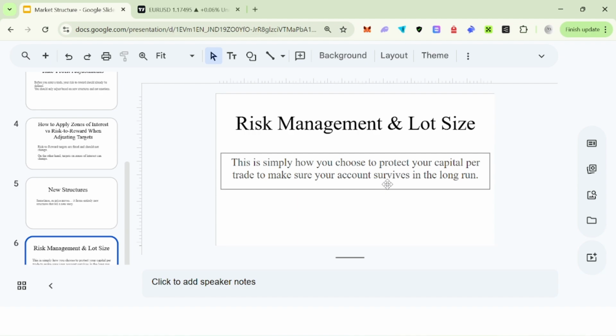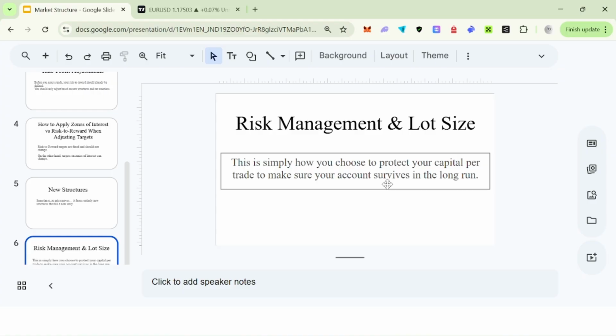So let's say, for instance, you have a $10,000 account and you decide, okay, I want to be risking 1%, which is the ideal risk management standard for every trader. 1% of your capital. Now let's say you decide you are risking 1% per trade, it means that per trade you should not be losing more than $100 on a single trade. That's what it simply means. You understand? And lot size is what actually allows you to control that risk.